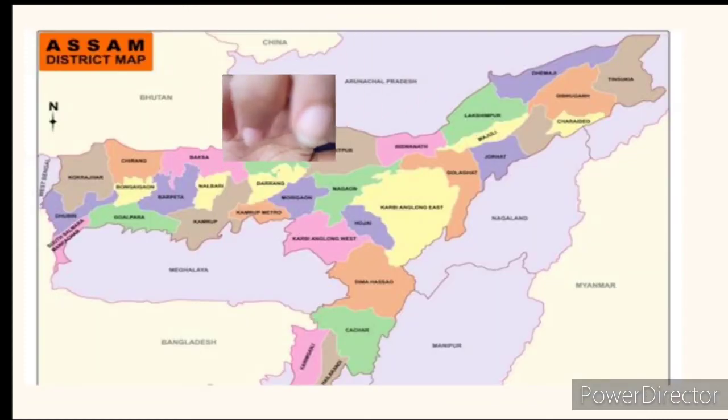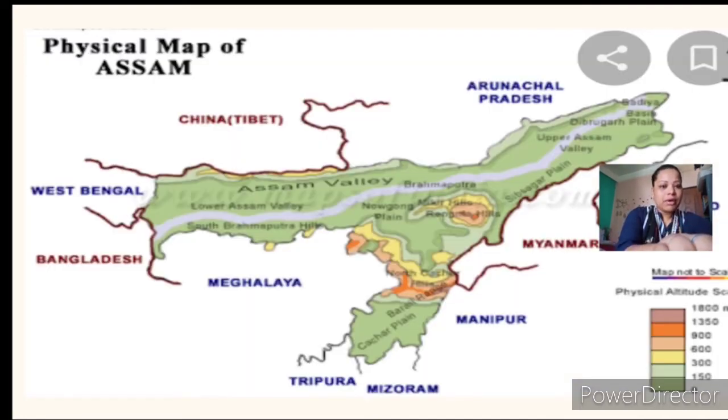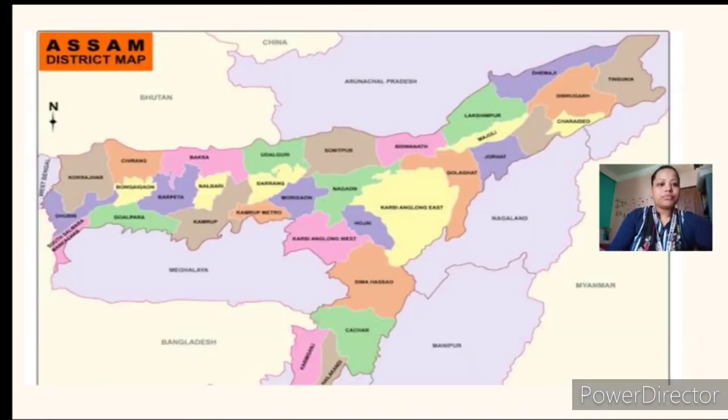Then we have the political map of Assam again. In the political map you might see the difference. In the physical map, the boundaries aren't marked, although we live in the northeast and there are certain boundaries, right? So in the physical map of Assam there are no such boundaries given, but in the political map of Assam you can see the boundaries.